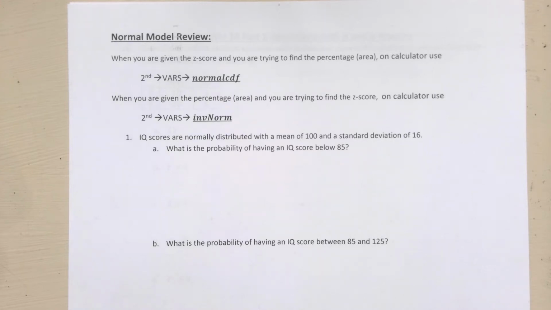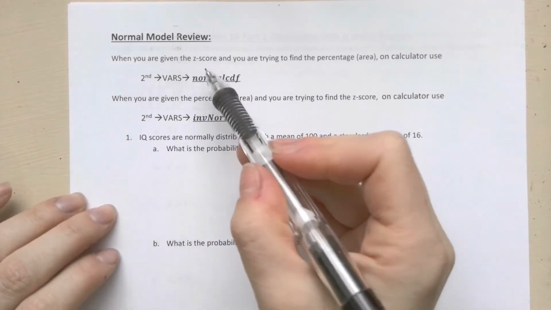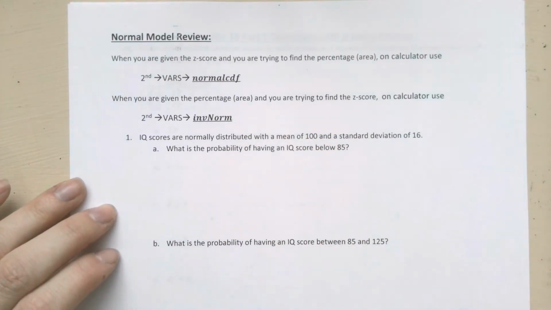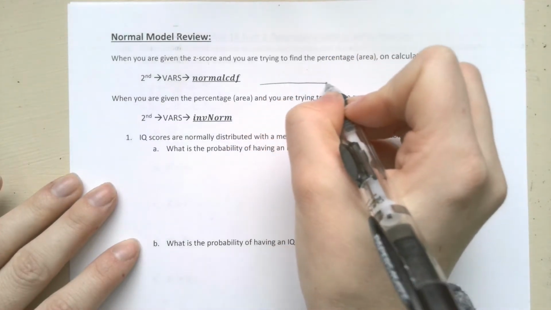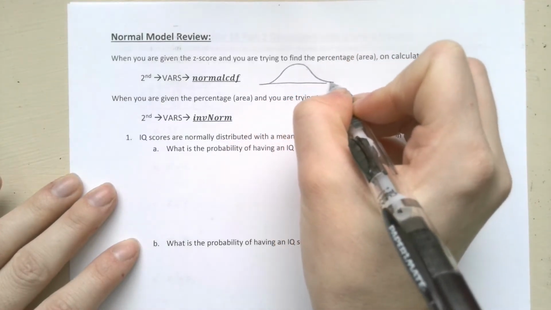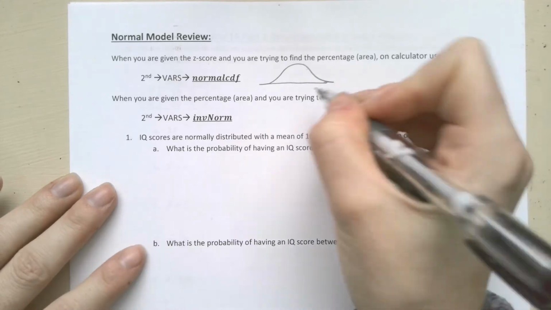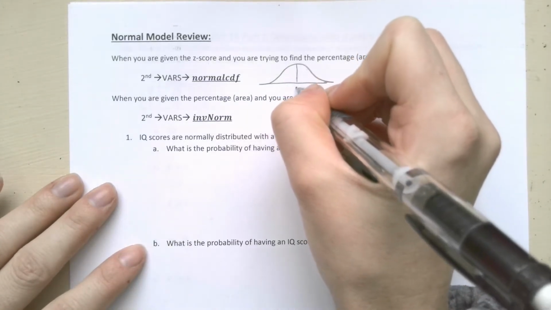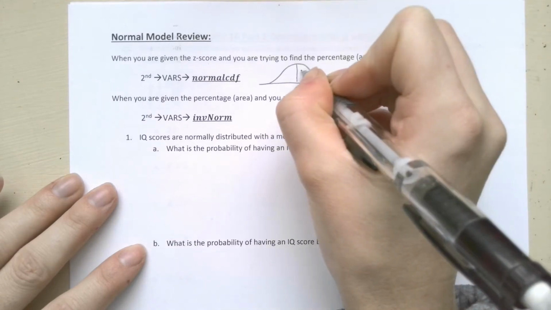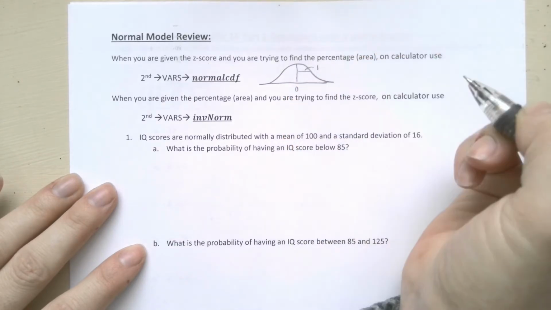Okay, this will be a quick normal model review. There are basically two functions that we've learned so far for a normal model. The first one is that when we are given a z-score and we're trying to find the percentage or the area. So on our normal model picture here, we would be given a z-score of -1, let's say, so this would be a mean of 0. And remember that our standard deviation is always 1.